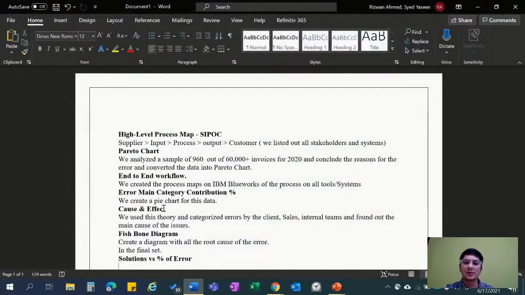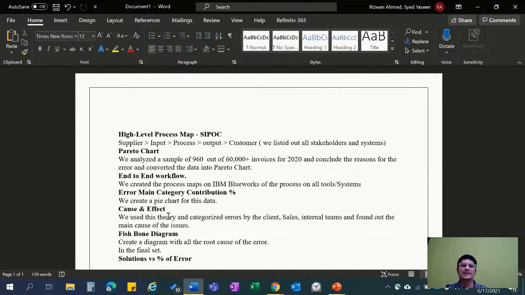What did we do next? We created an end-to-end process map. We used the IBM BlueWorks tool to look at the various teams and various tools that were used in the process. What happened there? We created a pie chart. Again, this is one of the old tools that are available. We mapped out the errors and the contribution of each error, the percentage of the error.